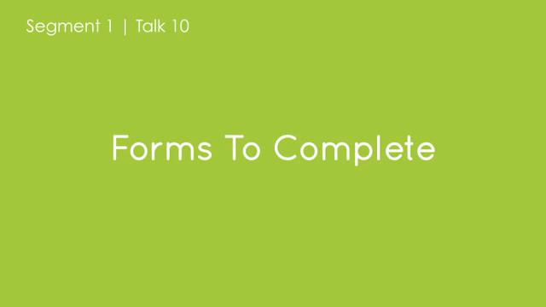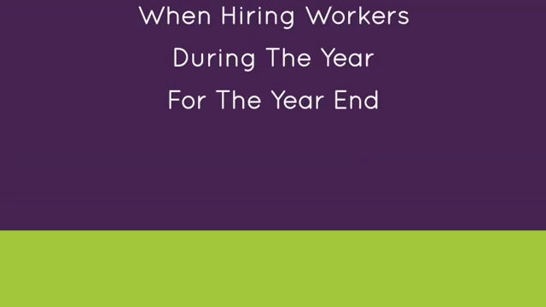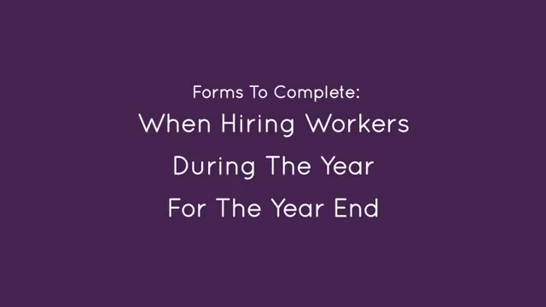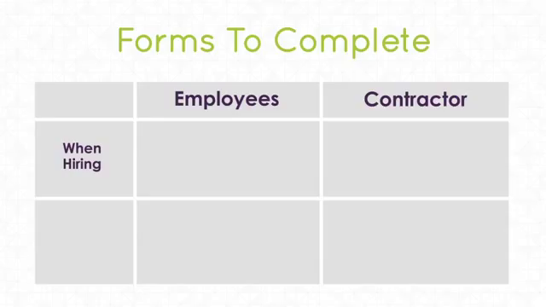In this section, we'll talk about the forms that you need to complete for employees and independent contractors. So first, when you hire workers, you should get their identifying number, usually their social security number, and other required information to comply with the tax rules. If you hire an independent contractor, have them complete Form W-9, Request for Taxpayer Identification Number, or TIN number.